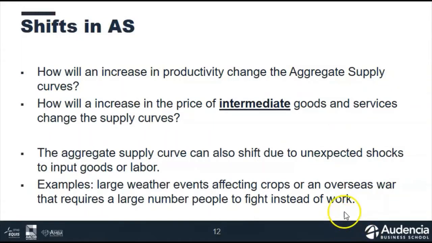So aggregate supply and aggregate demand both shift, and they allow us to find equilibrium in the economy. And I'll show you how this works and how we can actually find a natural equilibrium. So first question, how will an increase in productivity change the aggregate supply curves? Well, let's take a look at that. And to do that, I'll come back to my blackboard.